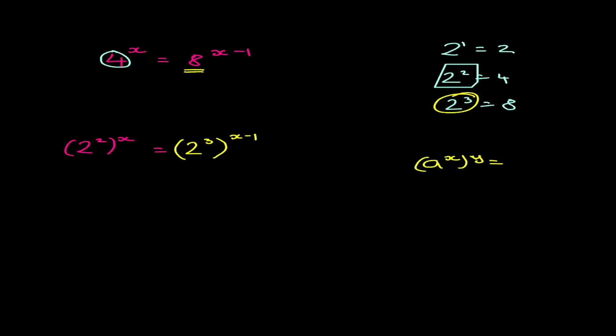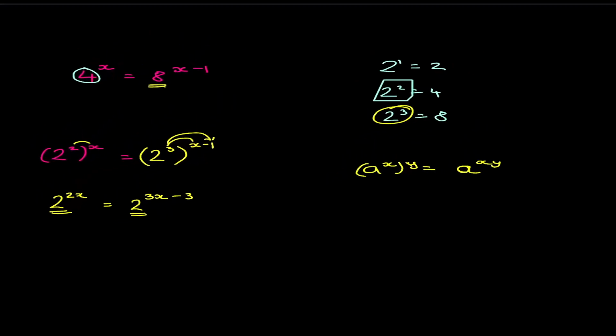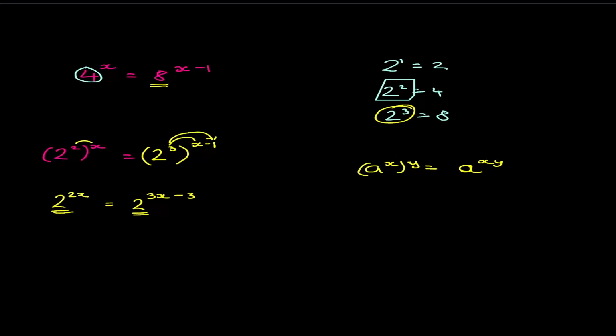Okay, so hopefully you remember your indices rules. When you have brackets and you've got indices, you basically just multiply out the indices. In this case, those two will multiply, so you get 2 to the power of 2x. In this case, that 3 would multiply with that and also that. So 2 to the power of 3x take 3. And now the bases are the same, so you can conclude that the indices have to equal each other.